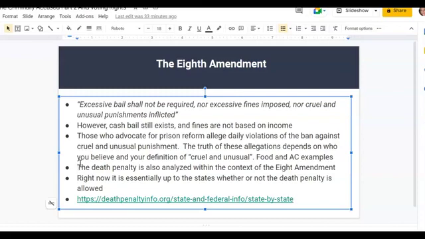So we're going to look at the death penalty more in depth in a minute. But basically, the death penalty is allowed if certain conditions are met, depending upon what state you live in, and if you want to see what states have the death penalty and which ones don't, you can click on that link. Most people know that Massachusetts does not have it. A lot of New England states don't have it, and a lot of southern states do.